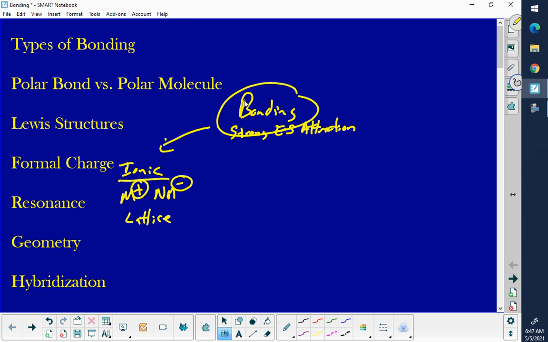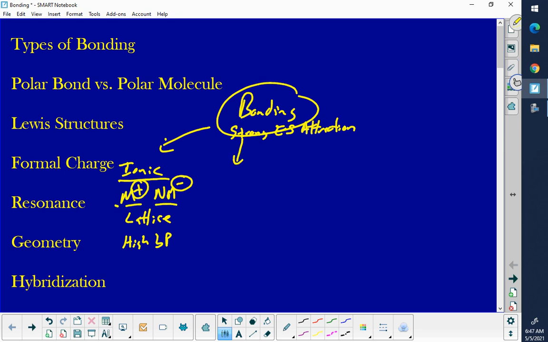It's going to be ruled by Coulomb's law, right? k Q1 Q2 over r squared, and the lattice energy will be, and this has a very high boiling point because it takes a lot of energy to separate the cation from the anion.